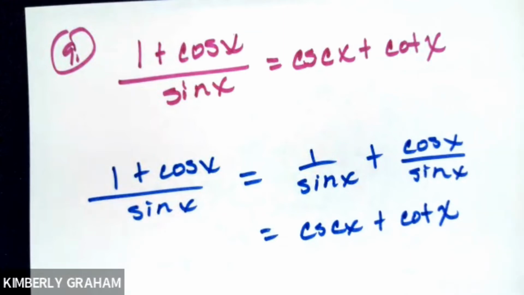Now, some of these problems get a little bit longer as you work through them, but you're still going to be using these strategies about multiplying or factoring, adding fractions, separating out fractions, using reciprocal identities, changing everything to sine and cosine, especially using Pythagorean identities. That's going to show up quite a bit.